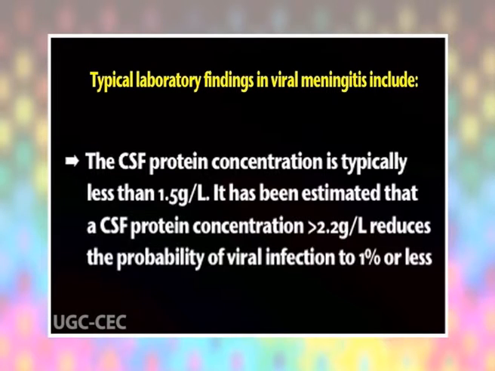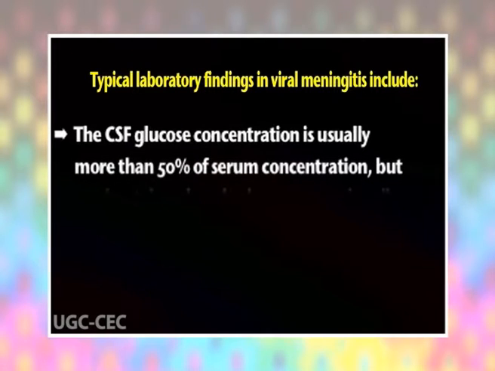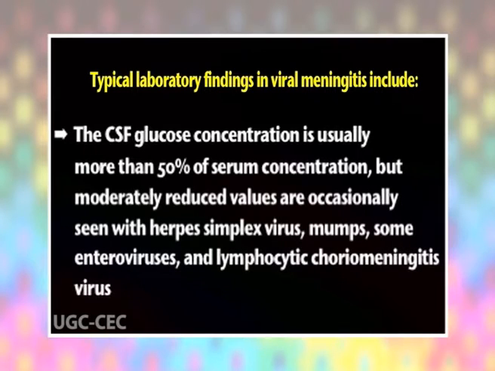It has been estimated that a cerebrospinal fluid protein concentration greater than 2.2 grams per liter reduces the probability of viral infection to 1% or less. The cerebrospinal fluid glucose concentration is usually more than 50% of serum concentration, but moderately reduced values are occasionally seen with herpes simplex virus, mumps, some enteroviruses, and lymphocytic choriomeningitis virus.